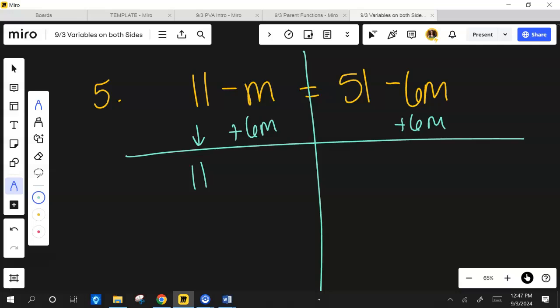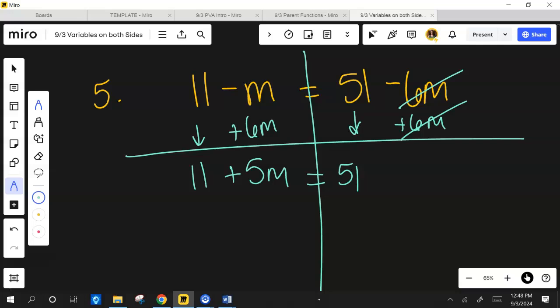Positive 5. I'm 1 foot in the hole, but then I come up 6 feet. How far up am I? 5, right? Positive 5. Now come over to the other side. 51. And what's negative 6m plus 6m? They cancel each other out, right? Now I'm in an easy one-step scenario.